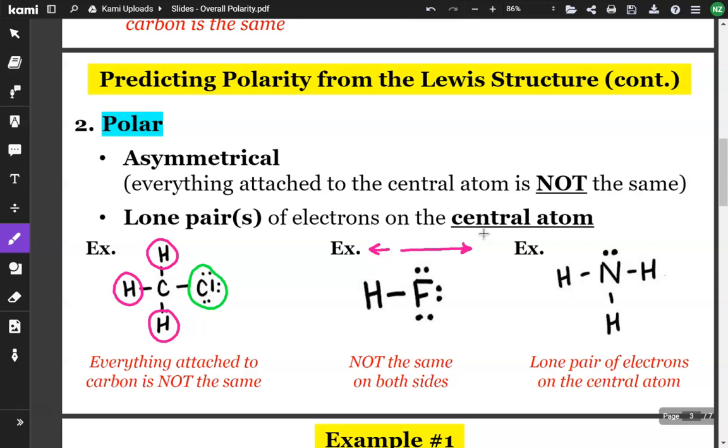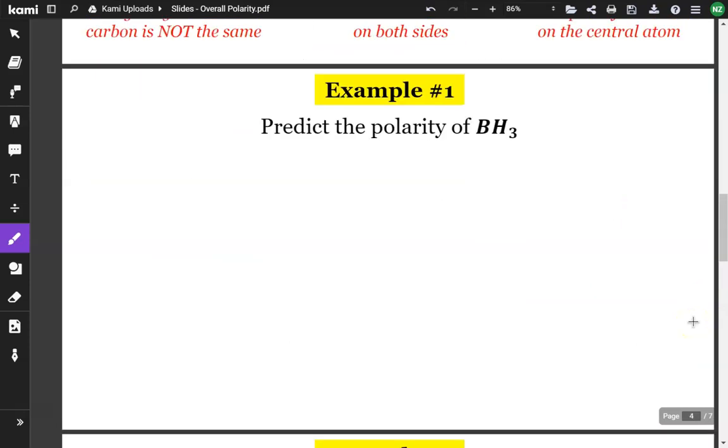The last thing that can end up changing polarity are lone pairs on your central atom. If you ever have dots or lone pairs on your central atom, that indicates polarity. So just to recap, we have our first example where everything attached to the central atom is not the same. It's asymmetrical. In a case where we just have two atoms, they're not the same. Think about a tug-of-war. And then in the third example, we have lone pairs on the central atom. That indicates polarity.